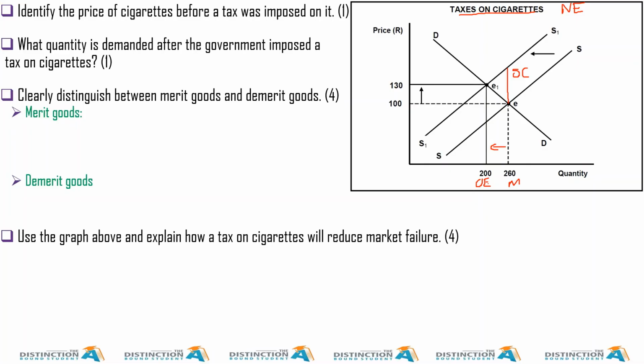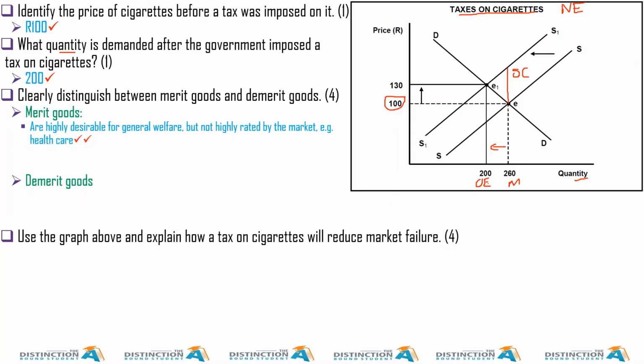Right, identify the price of cigarettes before tax. 800. That's a simple one. What quantity is demanded after the government imposes? It's 200, because after government imposes a tax on cigarettes, it drops the quantity, because the question is asking quantity. So you come on quantity, it drops from 260 to 200. There we have it.